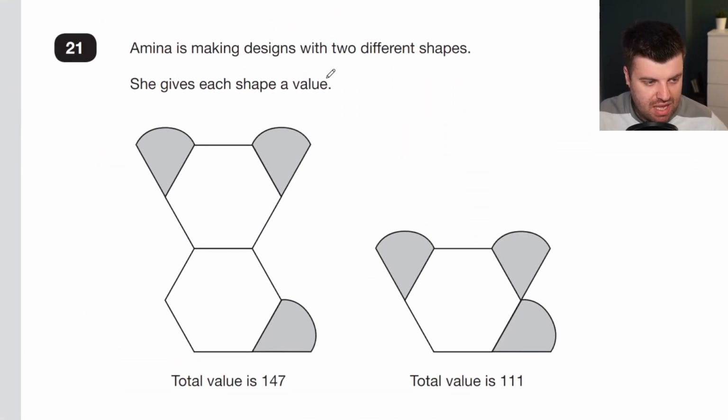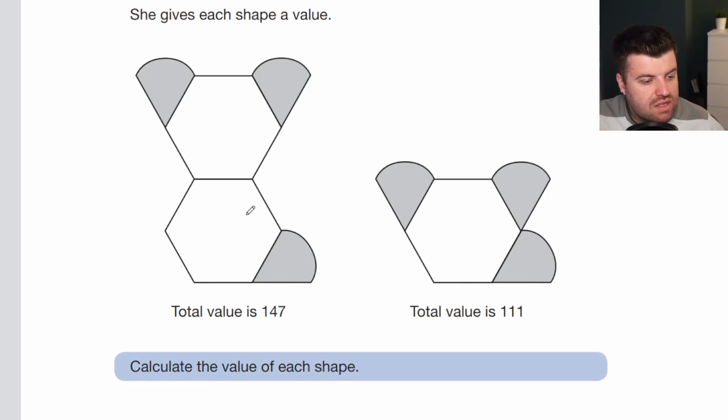Question 21. Amina is making designs with 2 different shapes. She gives each shape a value. Total value is 147. Total value is 111. Calculate the value of each shape. Now this is like algebra. Okay, so we know the hexagon has a value. We don't know what it is yet, but we know it has a value. And we know that this kind of slice shape, this cone shape, has a value. Now, if this is 147 and this is 111, the first thing you should ask yourself is, okay, what's the difference and what's the same?